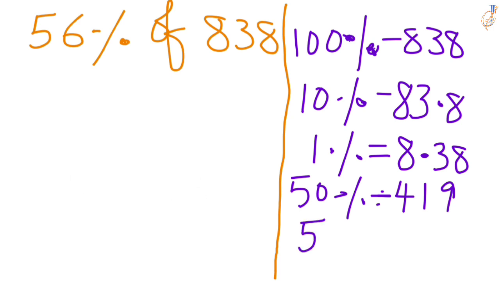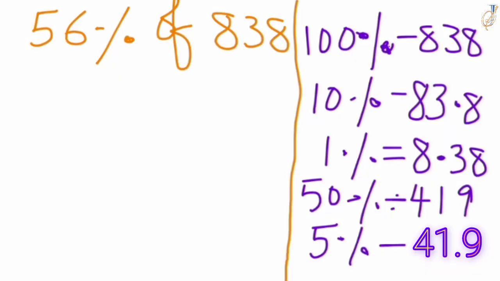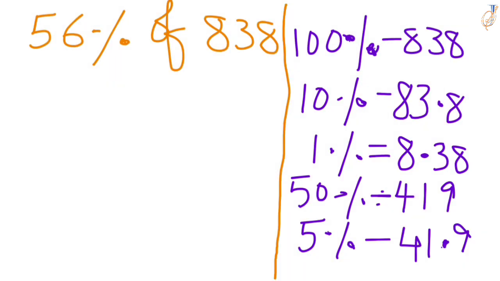Then what is 5% of 838? 5% means half of 10%. 83.8 is 10%, and half of that, 83.8 divided by 2, you will get 41.9. Within 1 minute you can solve these values.